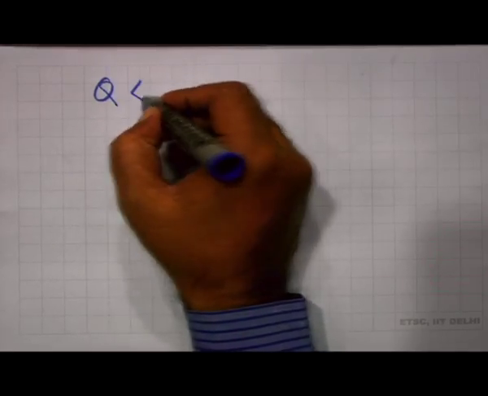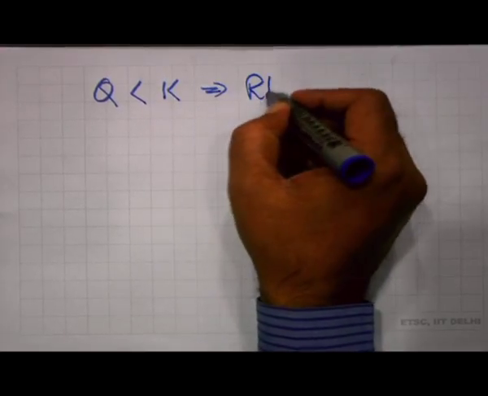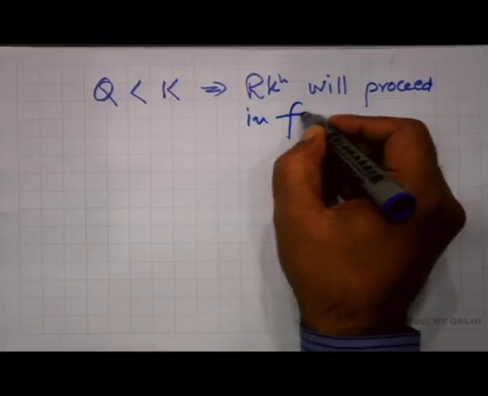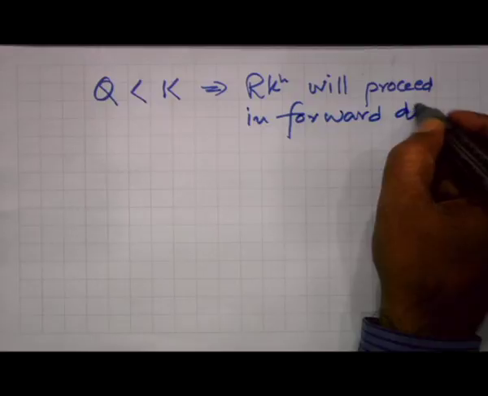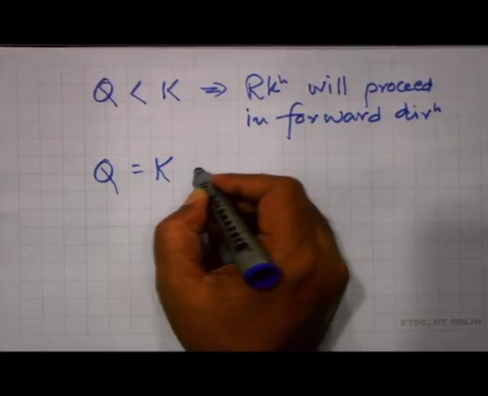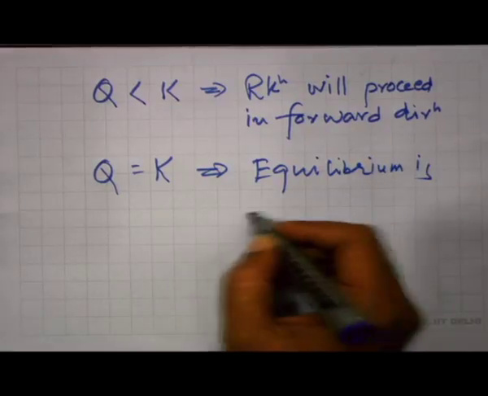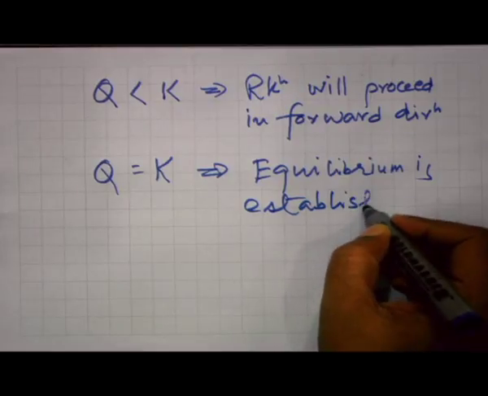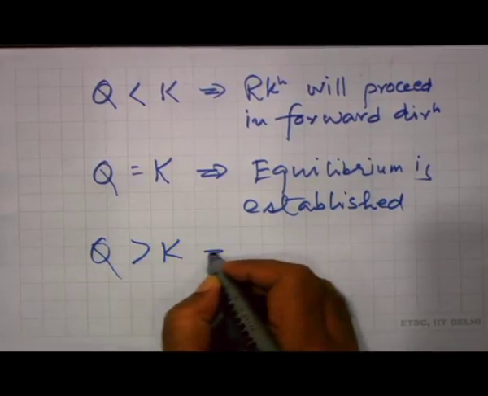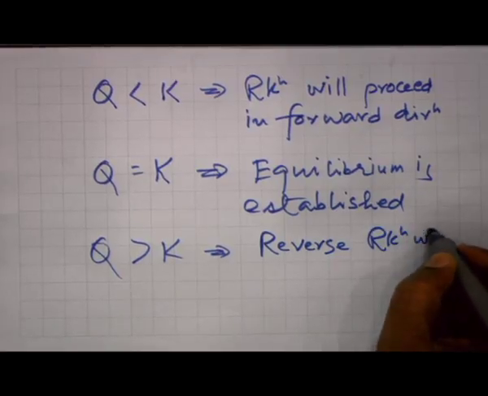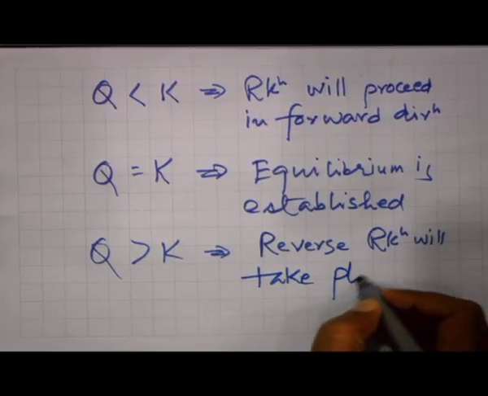So we have three different conditions. One is Q less than K, then the reaction will proceed in the forward direction. If Q is equal to K, then equilibrium is established. And Q greater than K implies that the reverse reaction will take place.